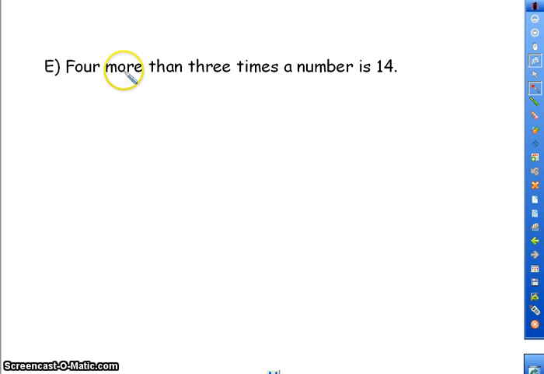So 4 more than 3 times a number is 14. So I have the words more than, which means I'm going to add, and I'm going to add 4 more than 3 times a number. So I have another operation, I have multiplication. Then I have my word is, which is my equals 14. So a number is my unknown. We can call that just n.